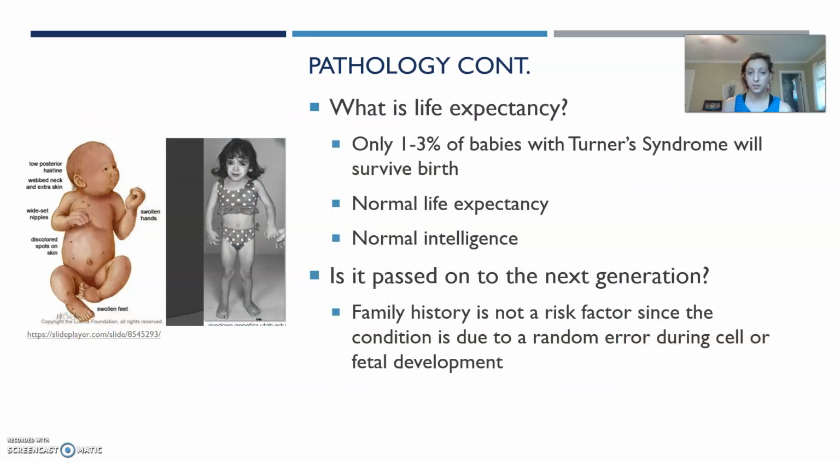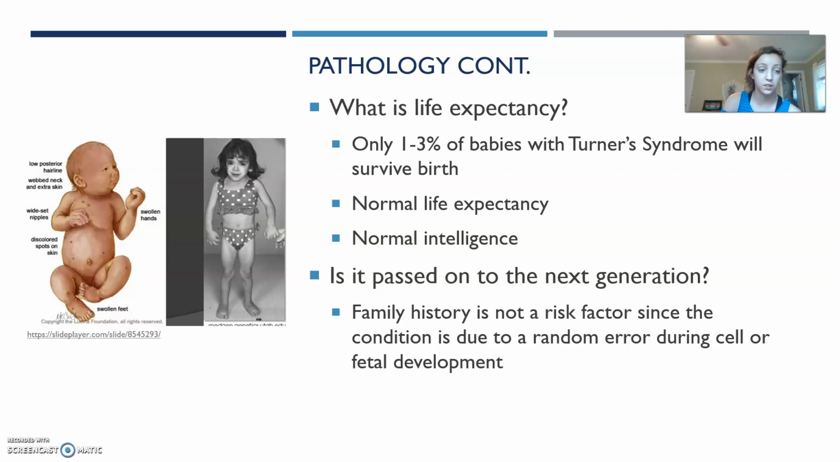So what is the life expectancy? Well, to begin, only 1 to 3% of babies with Turner syndrome actually survive birth. But if they overcome that, they will go on to have a normal life expectancy and normal intelligence range. Family history is not a risk factor since the condition is due to a random error during cell or fetal development.